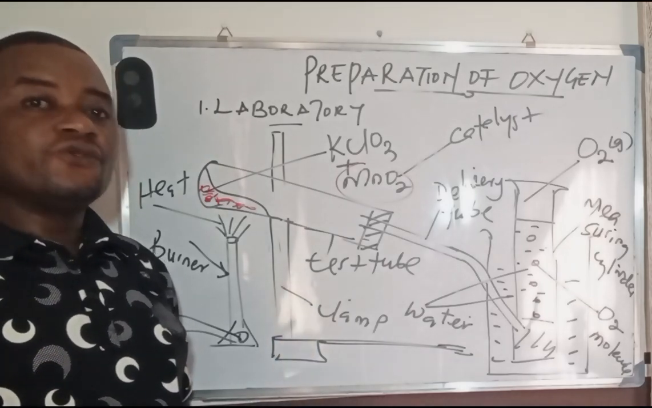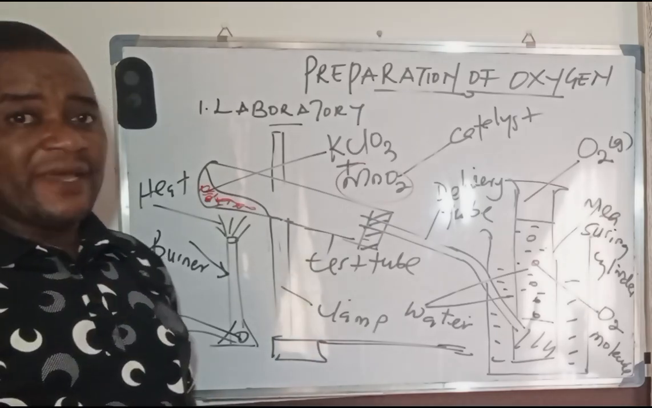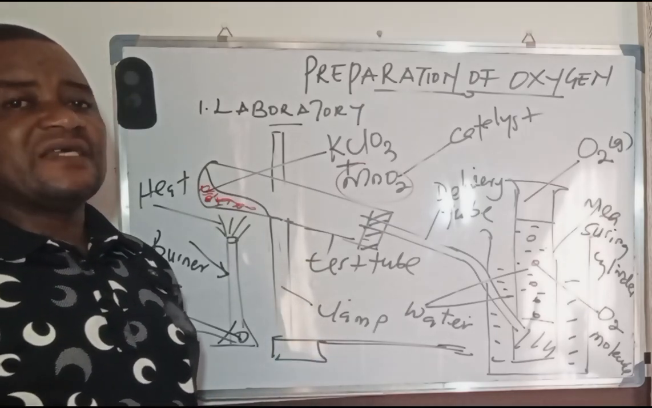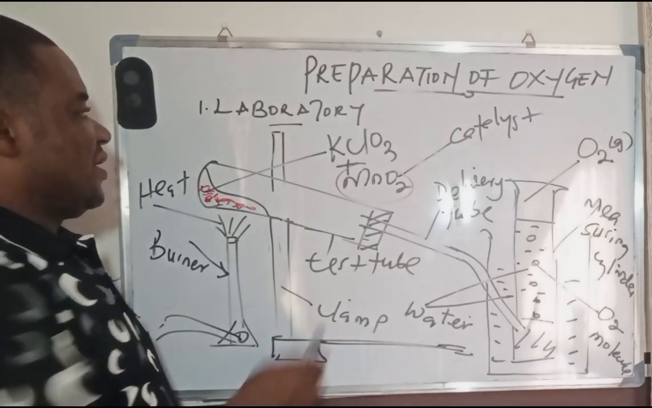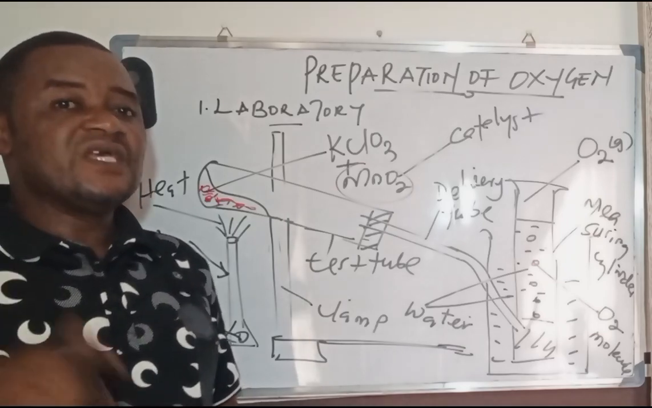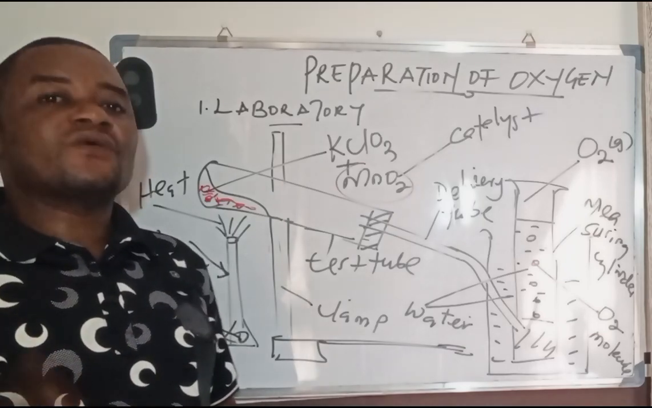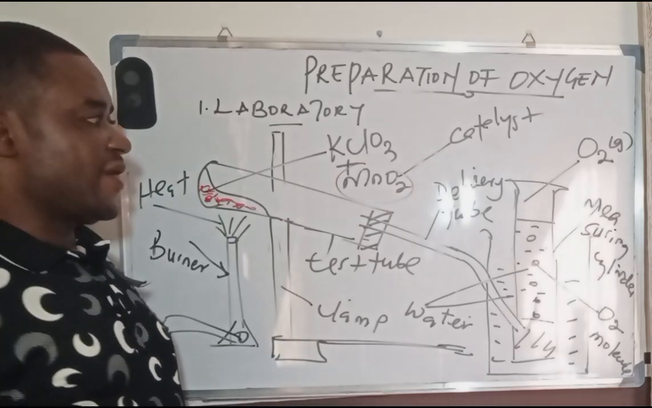Again, you can decide to use potassium permanganate as your catalyst. If you do not want to use manganese dioxide for the preparation of your oxygen through the use of hydrogen peroxide, you can decide to use potassium permanganate. Okay, so to prepare that.